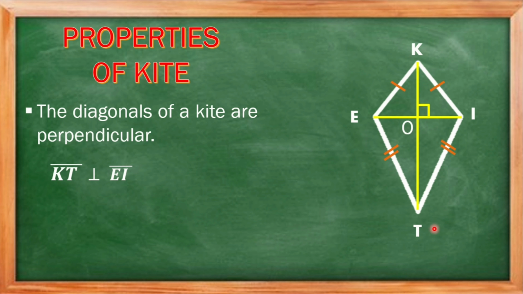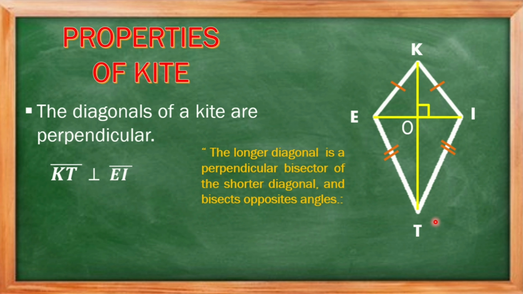Okay, so here, as you can see, the longer diagonal, which is yung KT, is perpendicular bisector of the shorter diagonal. So, ang ibig sabihin, si KT, bukod sa perpendicular siya kay EI, hahatiin rin niya si EI into congruent parts. So, in other words, si EO ay congruent kay IO.